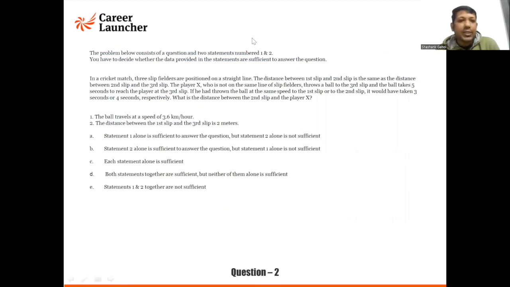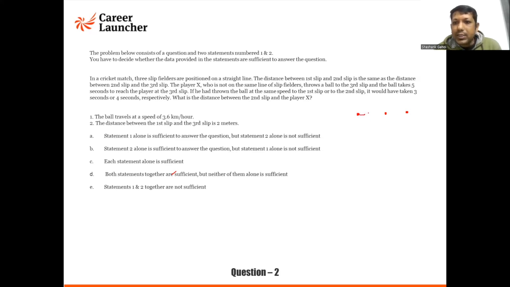The second question that has been considered incorrect, let's see that question. So it is a question of data sufficiency. Now it says, in a cricket match, three slip fielders are positioned on a straight line. The distance between first slip and the second slip is same as the distance between second slip and third slip. Okay, so basically this is the first person who's standing, this is second person, and this is going to be third person. So I have three people who are standing in a straight line.